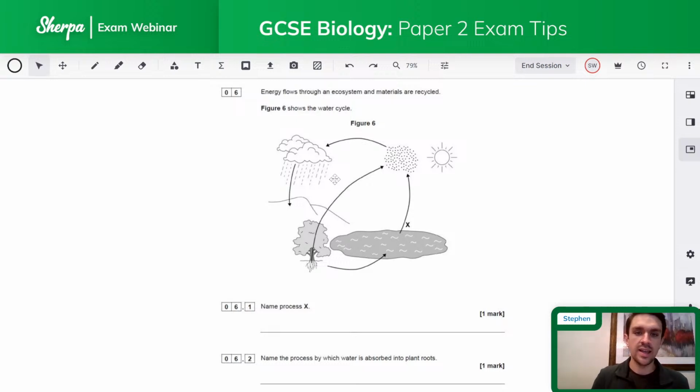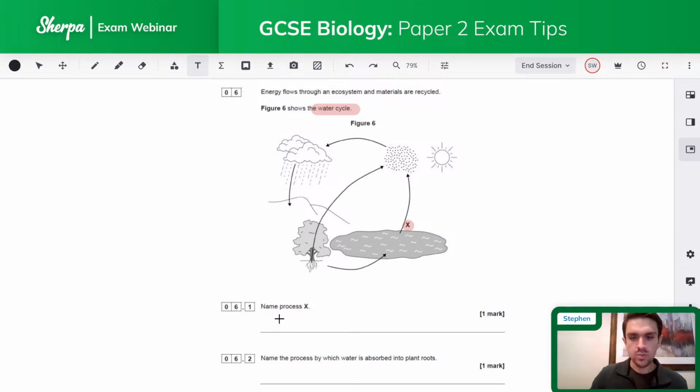Fantastic. So the first question here, energy flows through an ecosystem and materials are recycled. Figure 6 shows the water cycle. So below here, we've got in Figure 6 an unlabeled diagram of the water cycle. Nice and simple first question, name process X. So we can see on the diagram here, we've got X labeled here, and the question is asking you simply to name that process. It's 1 mark, we just need to write one word down, and that's all we need to do.